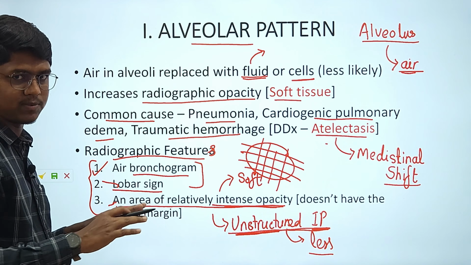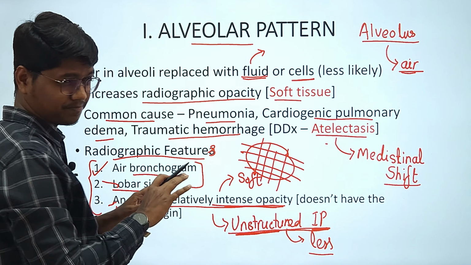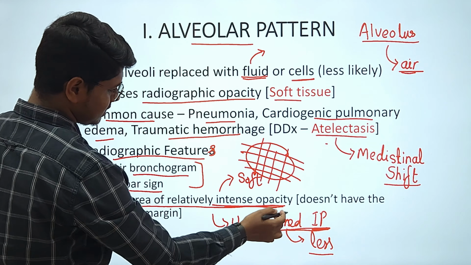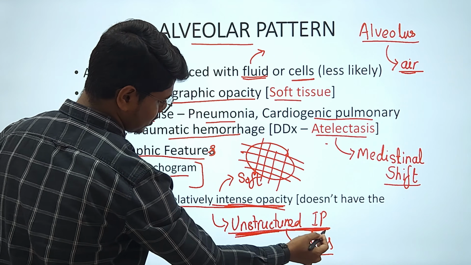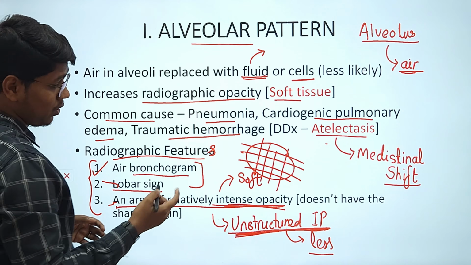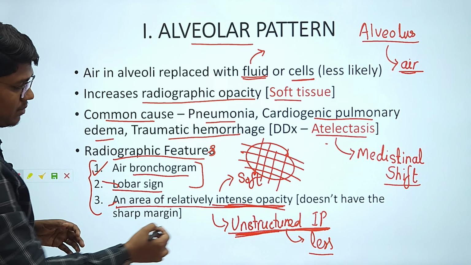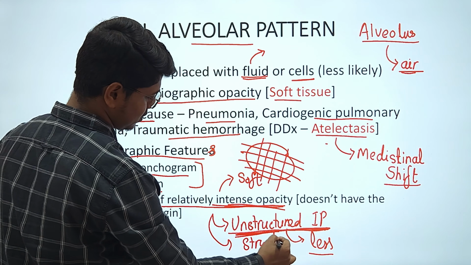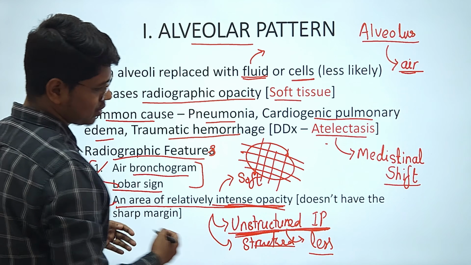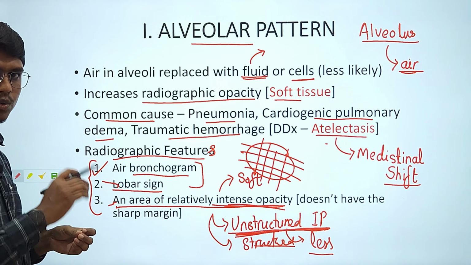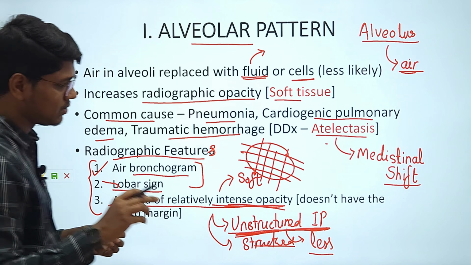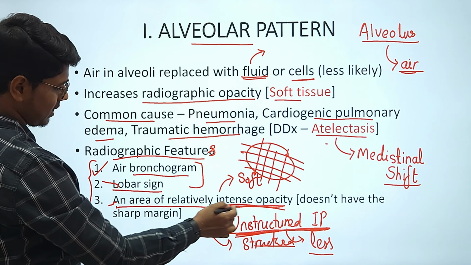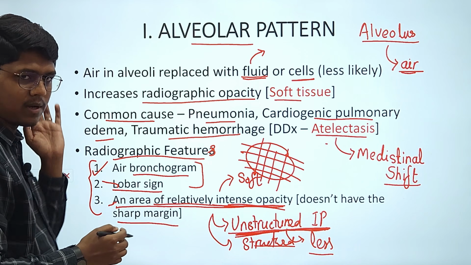We will see the radiographs also, then you can see, but for your clarity I am telling that, so that I don't have to explain there. So this is the differentiation from unstructured interstitial pattern. Also it can be differentiated from structured interstitial pattern. Structured interstitial pattern is basically nodule or mass. In nodule and mass you will find a margin, while in this particular thing you won't find a sharp margin.